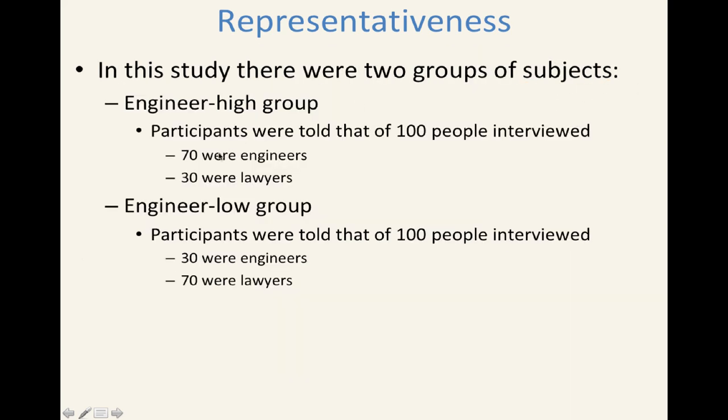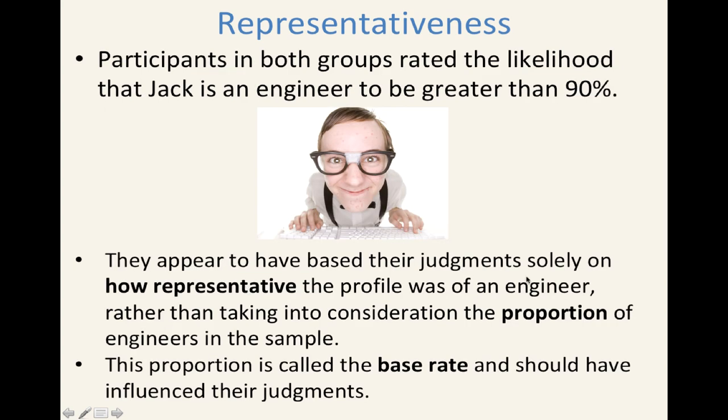It is not based on any numbers. So it is definitely not based on the proportion of engineers versus lawyers. And instead, we are throwing away that information and we're purely using our representativeness heuristic. We're just relying on that heuristic to come up with the answer. So participants appear to have based their judgment solely on how representative the profile of Jack was, basically ignoring the proportion. We ignore the numerical information. We don't like those numbers, do we?